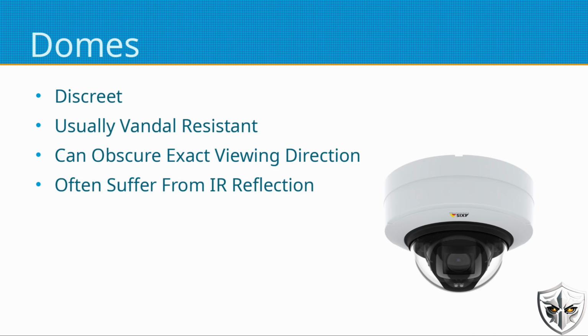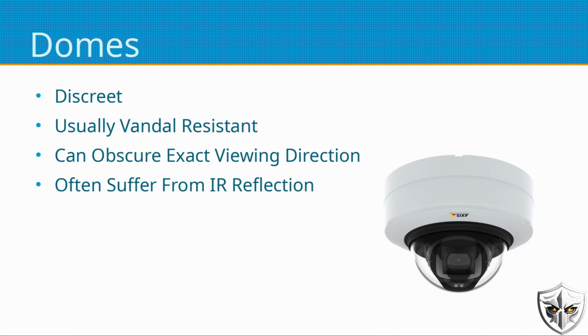So domes, everybody's familiar with the dome camera. They're discreet. Usually mount them on a wall, maybe a ceiling. They're typically vandal resistant. You can get a smoked lens. So this one has a clear lens, but you can get a smoked lens. And that smoked lens allows you to obscure where the camera is looking. So that means that anybody who can see the camera also thinks that maybe the camera can see them. That's very nice from a deterrence standpoint.